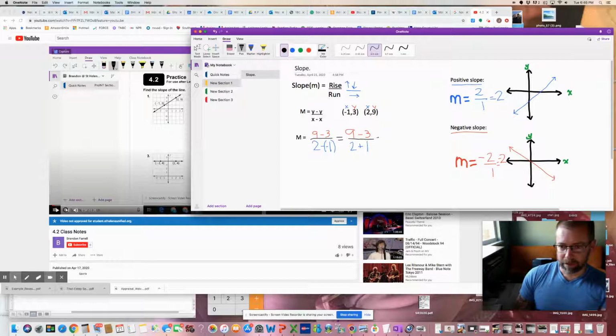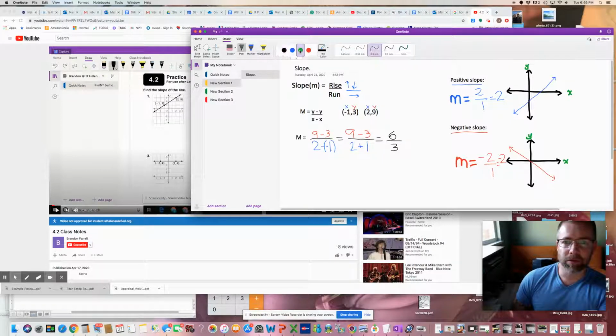Okay, now we'll do the math on top and bottom. We're ready. 9 minus 3 is 6. 2 plus 1 is 3. And now technically we found the slope, 6 over 3, but we need to simplify this.